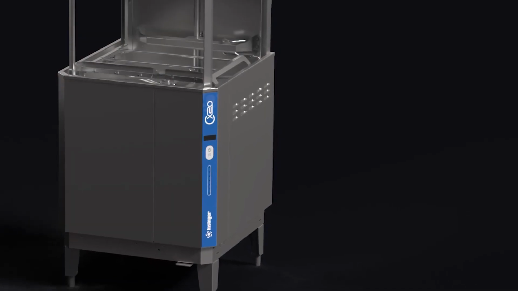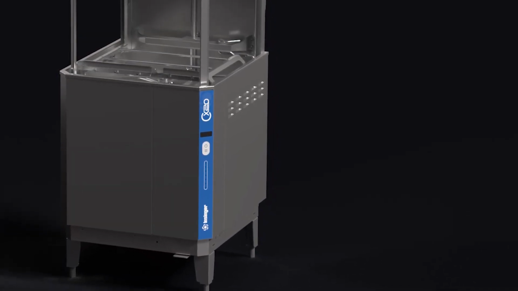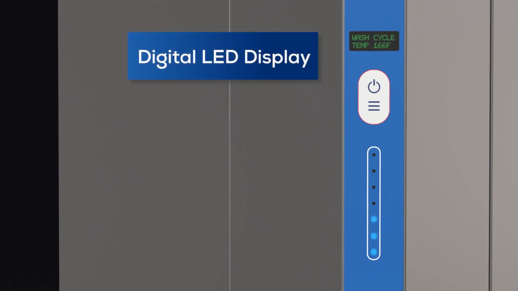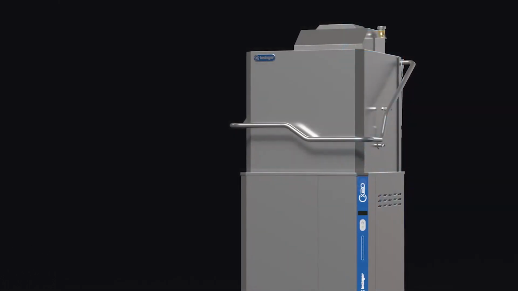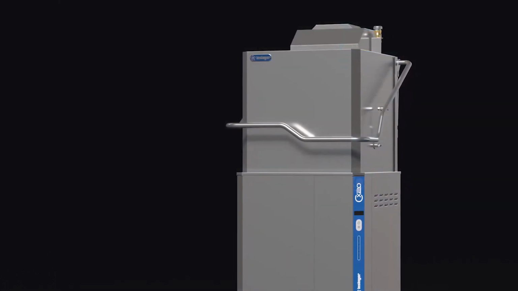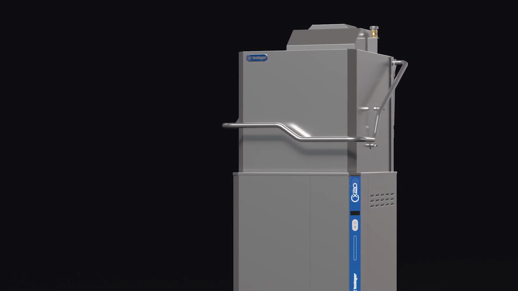We've redesigned the control panel for the modern age of dishwashing. The CX20 features a digital LED display with a simple two-button system. Further down, the LED indicator bar shows machine status and wash progress. All of these improvements are aimed to make the experience of using a CX20 as simple as possible.